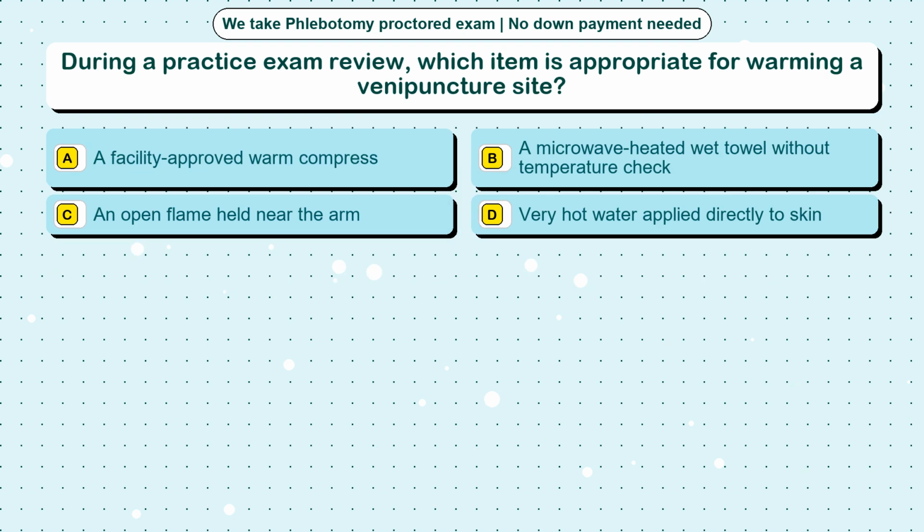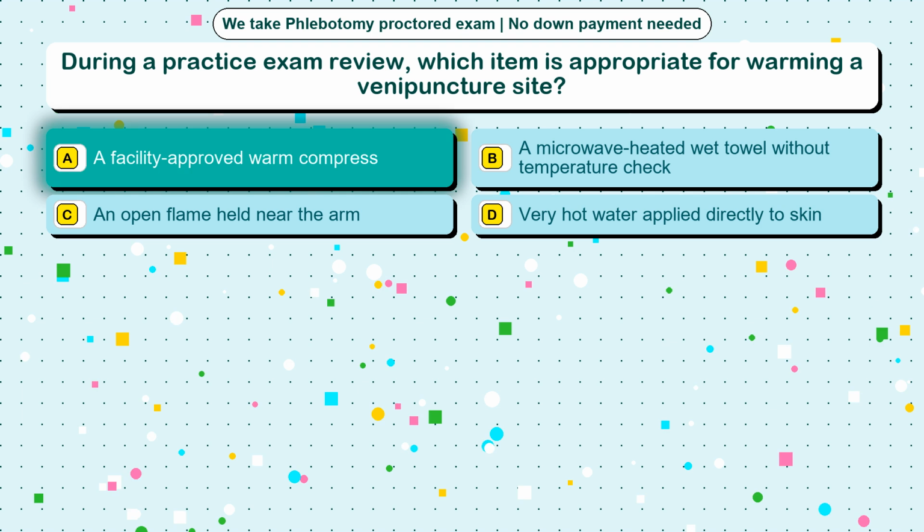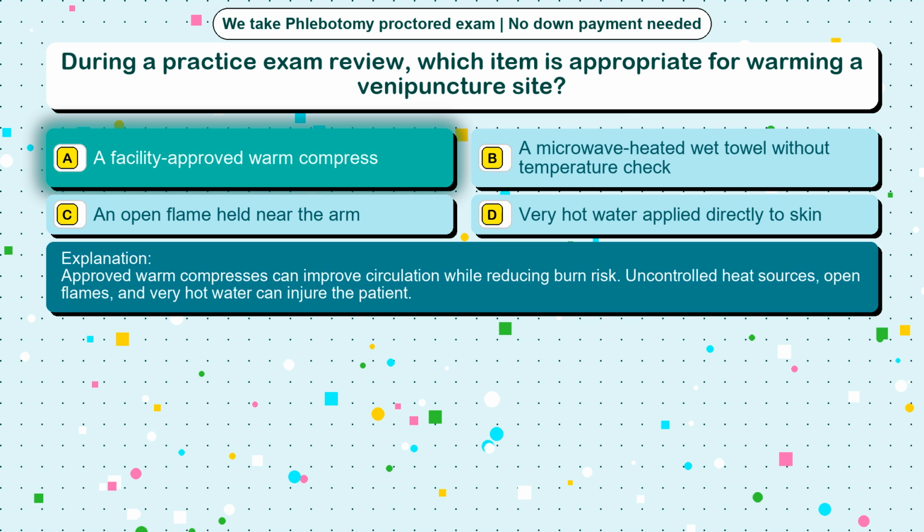Question 29. During a practice exam review, which item is appropriate for warming a venipuncture site? Option A. A facility-approved warm compress. Option B. A microwave-heated wet towel without temperature check. Option C. An open flame held near the arm. Option D. Very hot water applied directly to skin. The correct answer is option A. A facility-approved warm compress. Approved warm compresses can improve circulation while reducing burn risk. Uncontrolled heat sources, open flames, and very hot water can injure the patient.